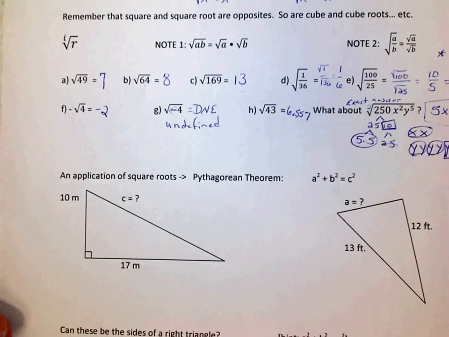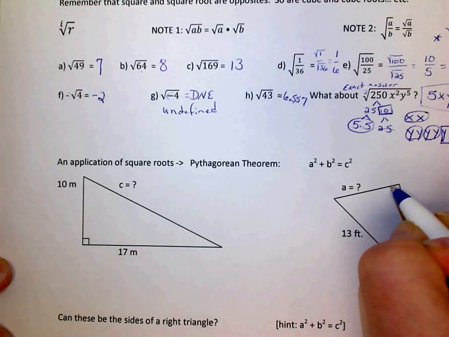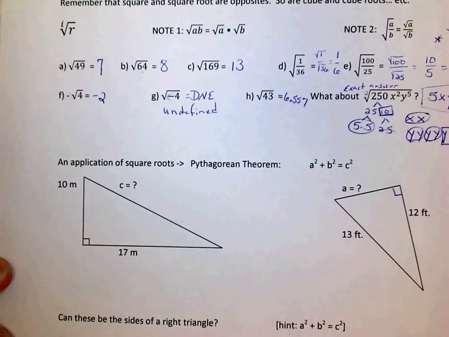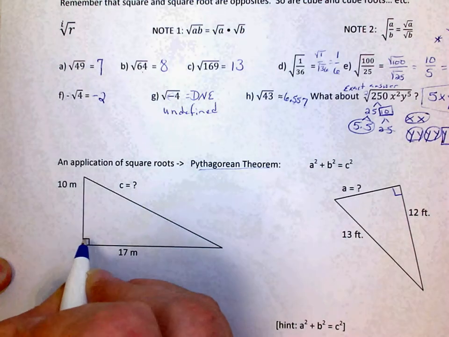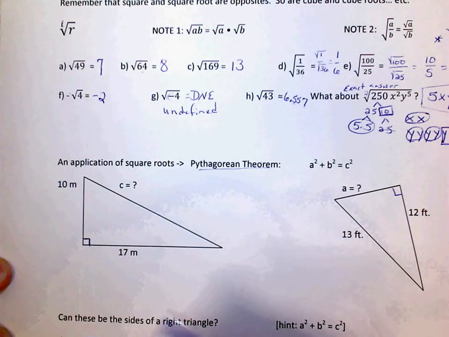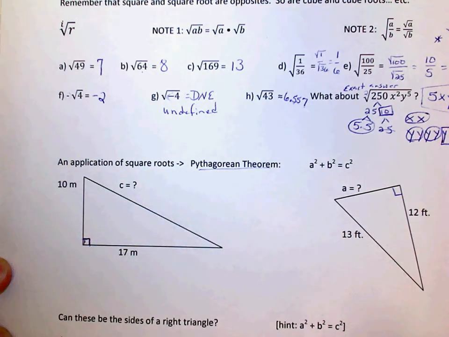Now, what is an application for square roots? Right here. It's called the Pythagorean Theorem. When we have a right triangle, it means it has a 90-degree angle. So, just in case you're wondering, there is no such thing as a left triangle. There's a right triangle, there's obtuse, there's acute. But there is no left triangle, by the way.